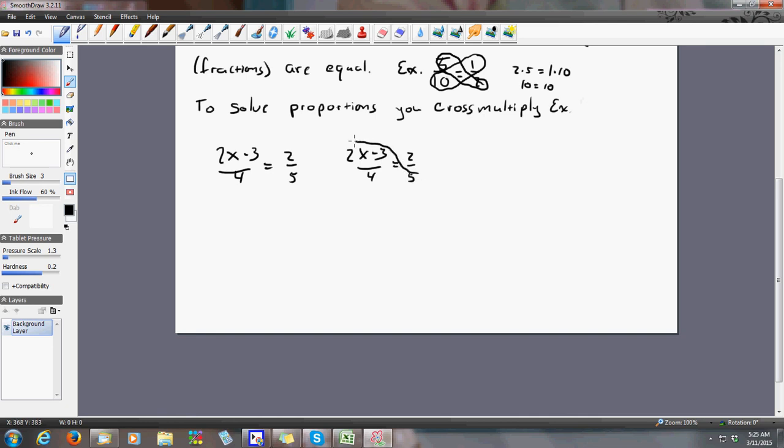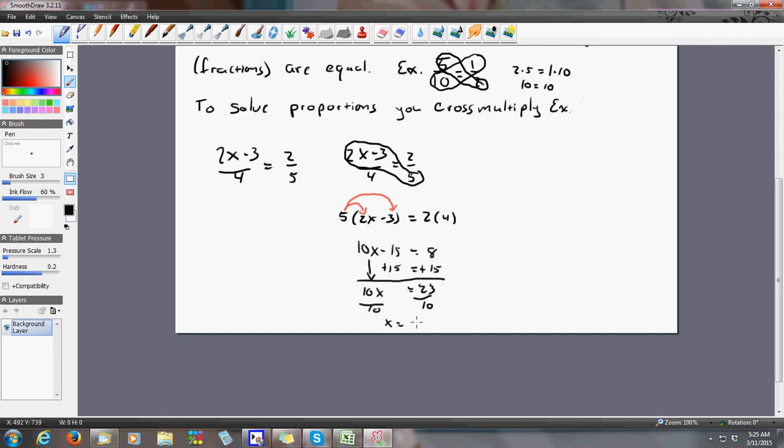I'm going to cross multiply, and now you run into a little bit of a different scenario. 5 times 2x minus 3 equals 2 times 4, and I have to distribute. So I'm going to distribute the 5 with the 2x, and I get 10x minus 15 equals 8. I'm going to add 15 to both sides because I'm trying to isolate my variable, which is x, and I get 10x equals 23. I'll divide by 10, and I get x equals 23 tenths, or 2 and 3 tenths.